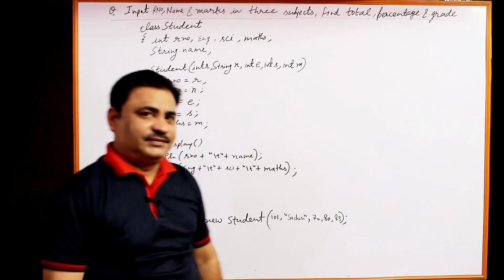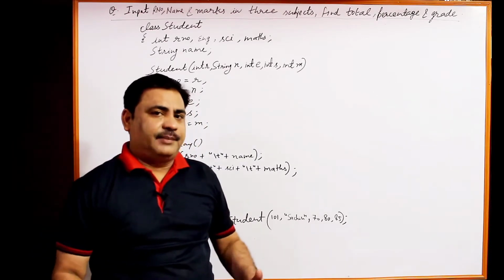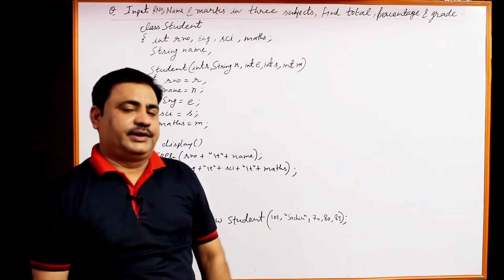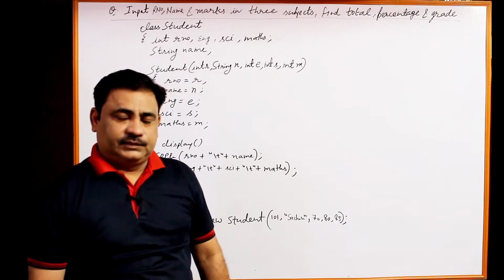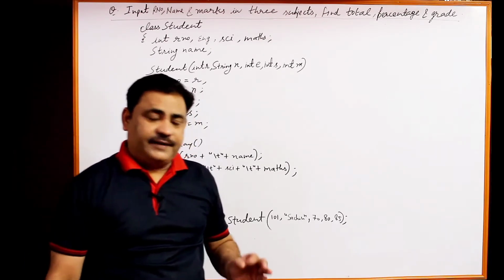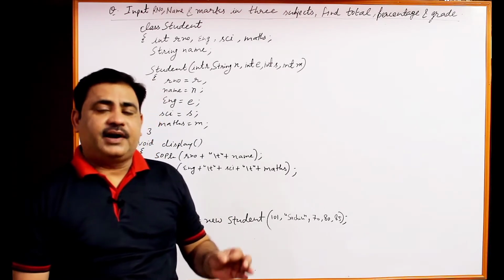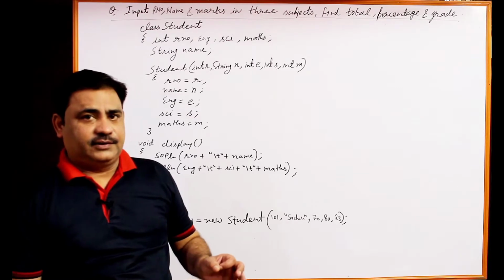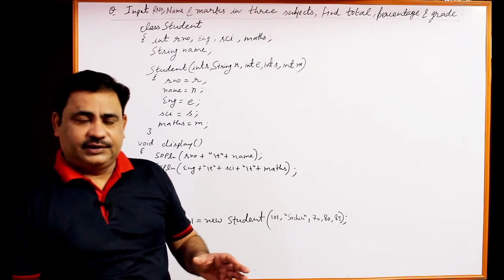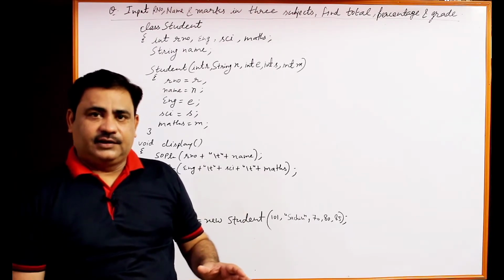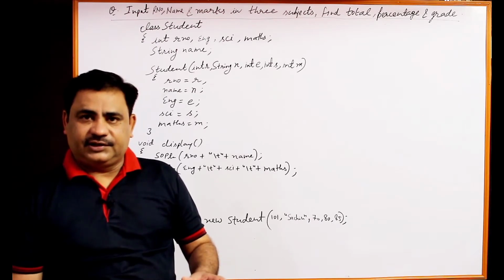Hi students, one more example program of object oriented programming. In this program, we have to store the roll number, name and marks in 3 subjects for the students, and we have to find the total, percentage and grades.